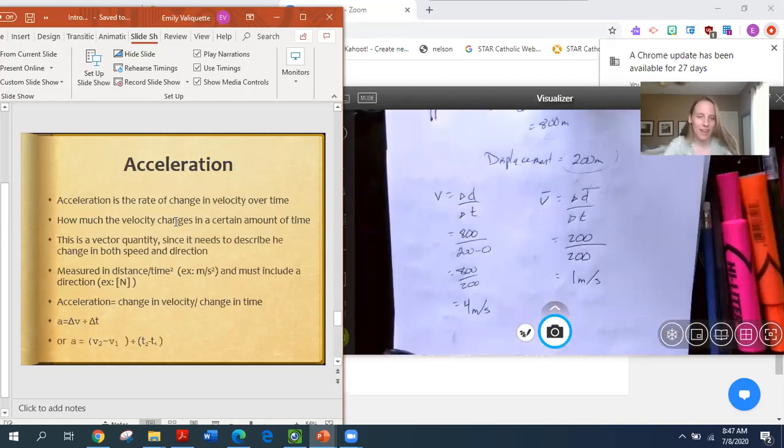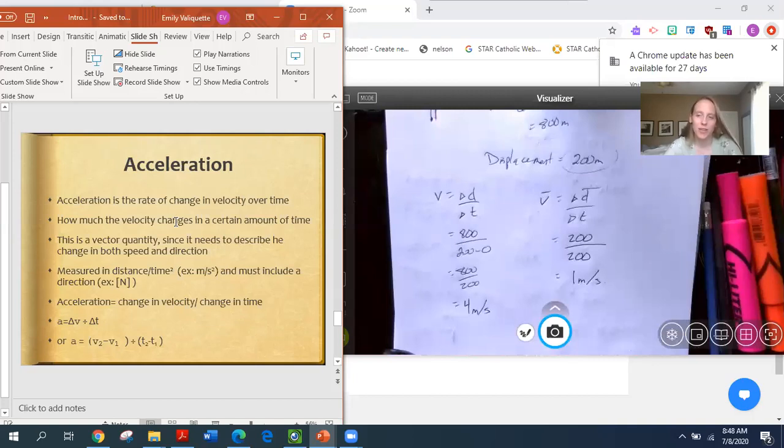Okay, acceleration is the last kind of big calculation that we have to get through today. The acceleration is the rate of change in velocity over time. And if an object is traveling in a straight line, you can also calculate acceleration as the rate of change in speed over time. So essentially, it's how much an object is speeding up or slowing down over time.